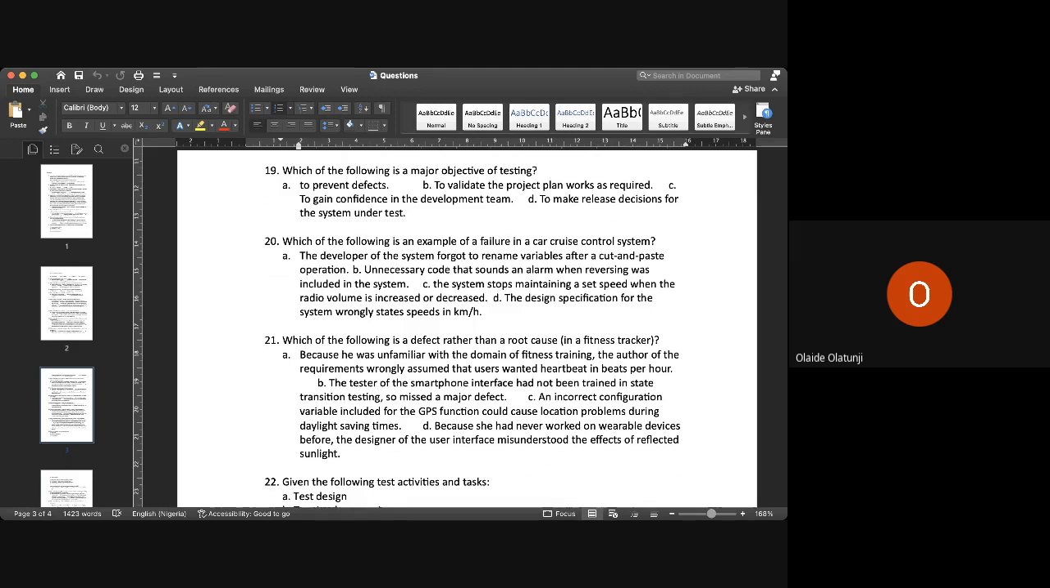The system stops maintaining a set speed when the radio volume is increased. Yes, this is an actual failure. Why would my speed be altered when I increase the radio volume? Okay. That's failure, preventing one from achieving one's goal.